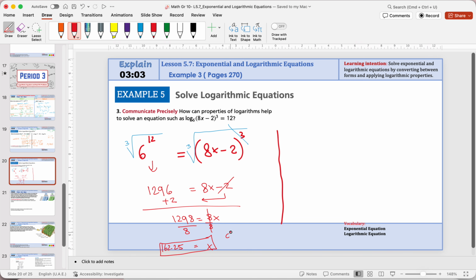Again, you have to check extraneous solutions. Just plug this back in the equation and see if you get any error. You're not gonna get an error, but it's a real solution, but you can check yourself.